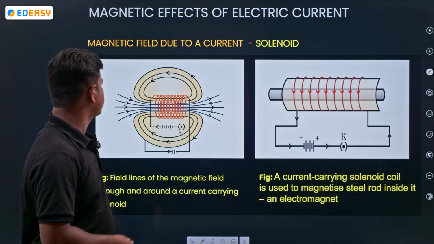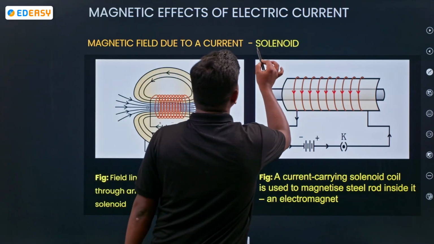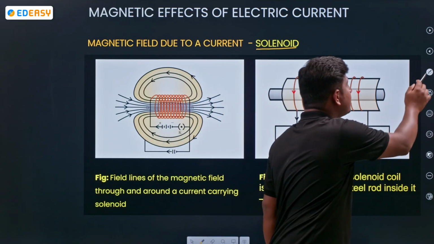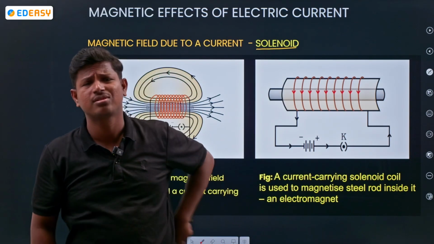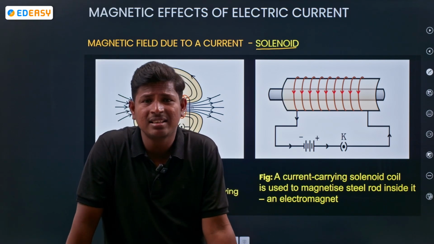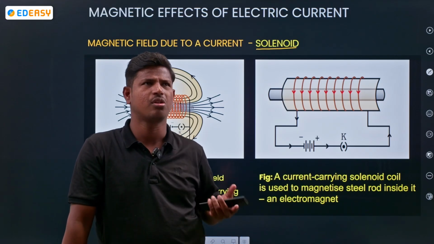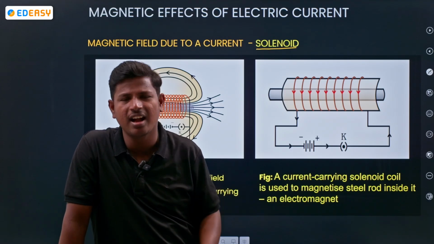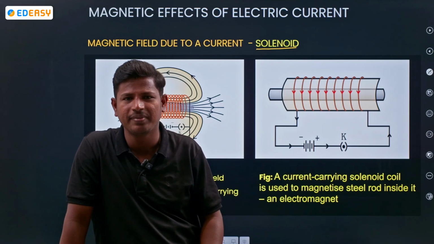Okay. Next, magnetic field due to a current-carrying solenoid. Most of them are confused about what a solenoid is. Most of them don't know about a solenoid. What is a solenoid first? Think in your mind. What is a solenoid? Any idea? Solenoid means what?